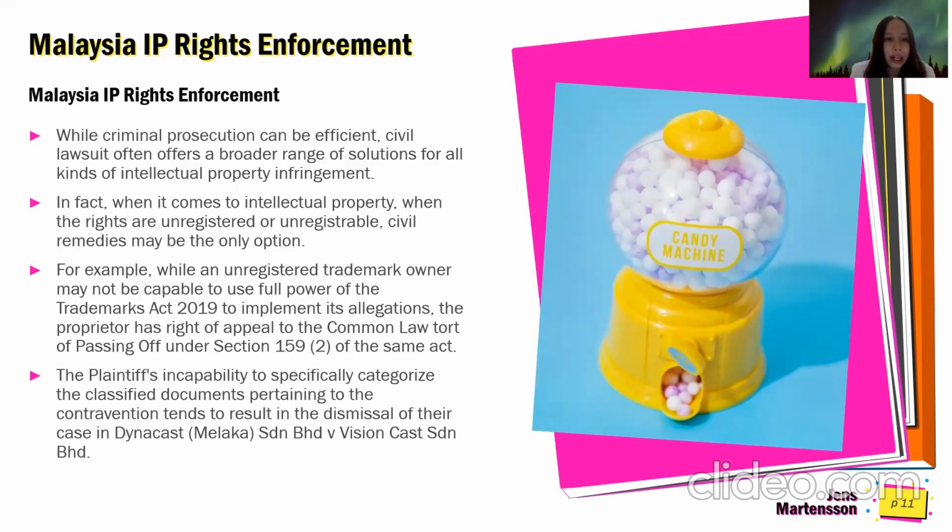For example, while an unregistered trademark owner may not be able to use the full power of the Trademarks Act 2019 to enforce its allegations, the proprietor has the right to appeal to the common law tort of passing off under Section 159(2) of the same Act. And the plaintiff's inability to specifically categorize the classified documents pertaining to the contravention tends to result in the dismissal of their case, as in Dynacase Melaka Sdn Bhd versus Vision Case Sdn Bhd.